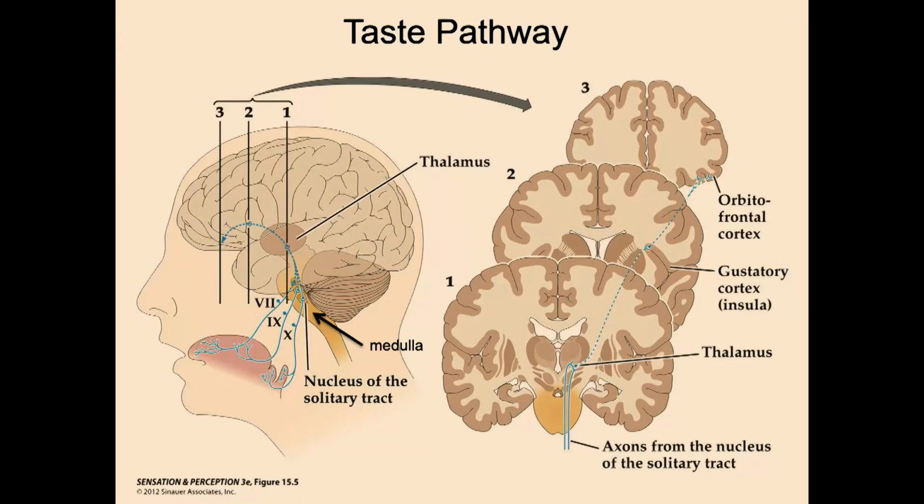The taste pathway is shown here. The input from the taste receptors is carried up the cranial nerve to part of the thalamus. The thalamus projects to gustatory cortex, which lives in a part of the brain called the insula, which projects to the orbitofrontal cortex.